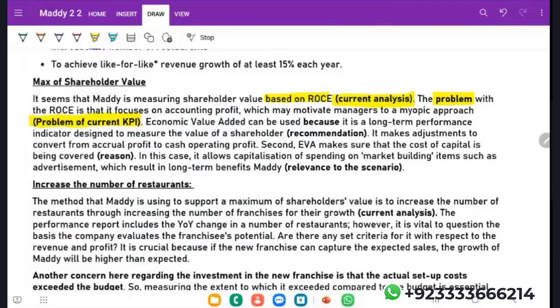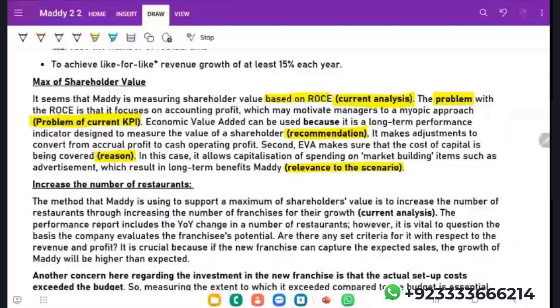EVA can be used because it is a long-term performance indicator designed to measure the value of shareholders, which is our recommendation. It makes adjustments to convert from accrual profit to cash operating profit. Second, EVA makes sure that the cost of capital is being recovered. This is the reason why we believe that this is more appropriate. In this case, it allows capitalization of spending on market building, such as advertisement, which results in long-term benefits. This you can add as relevancy to the scenario, right?